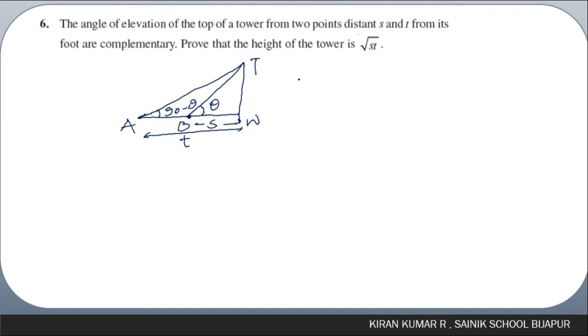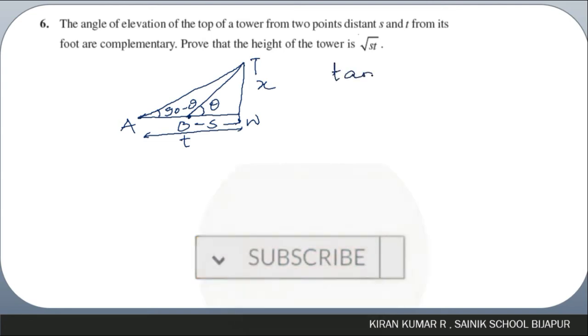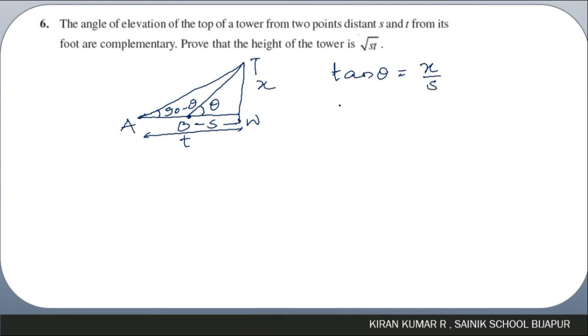Alright, let me consider the height of the tower to be X. According to the question, tan theta will be X by S. Same way, tan of 90 minus theta will be X by T.